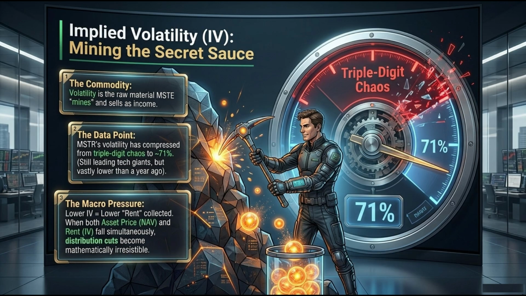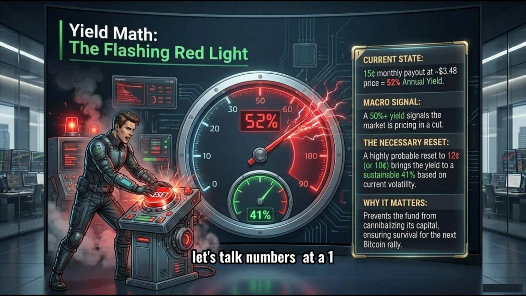For MSTE, this means the rent it can collect is lower. If both the asset price NAV and the rent IV are down simultaneously, the macro pressure to cut the distribution becomes almost irresistible. Let's talk numbers.